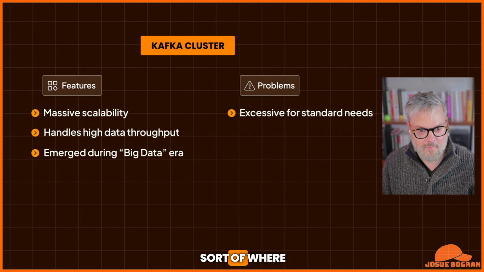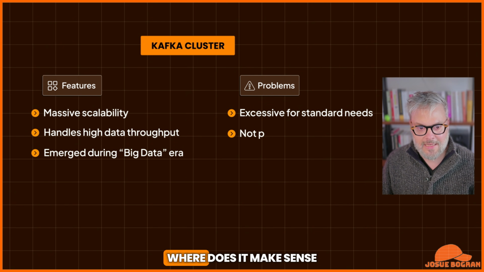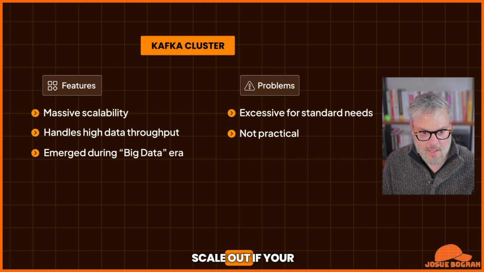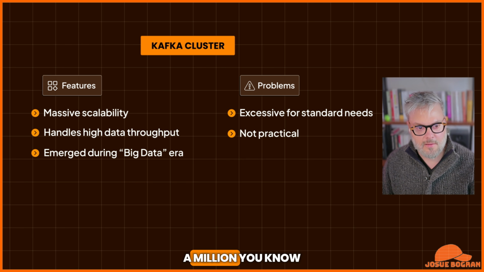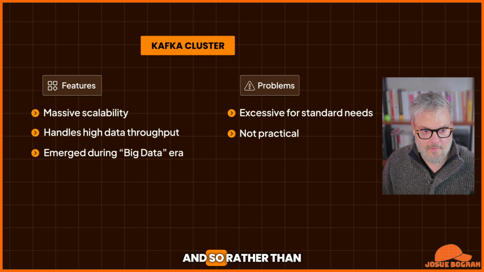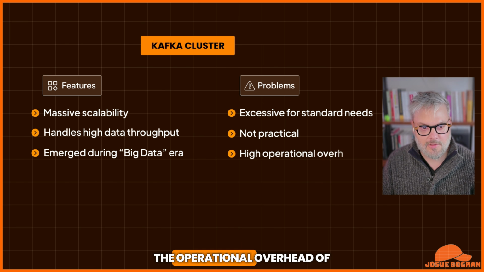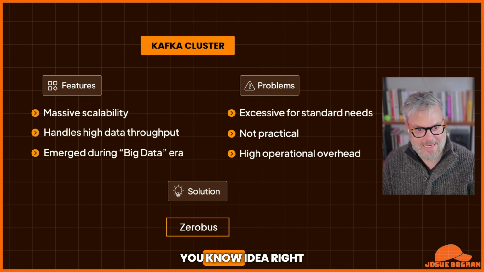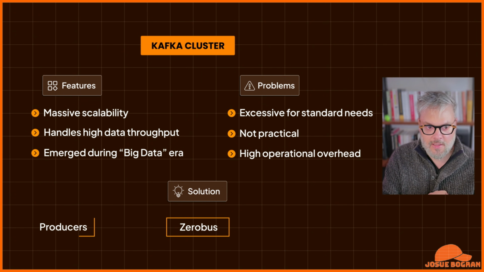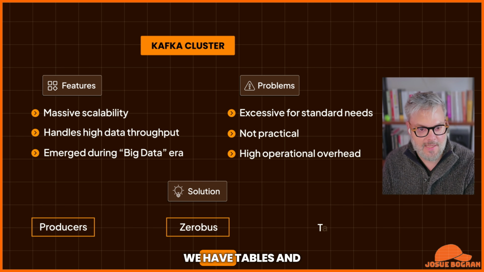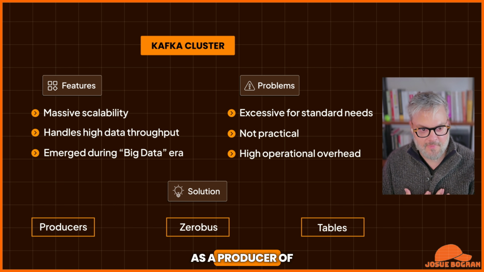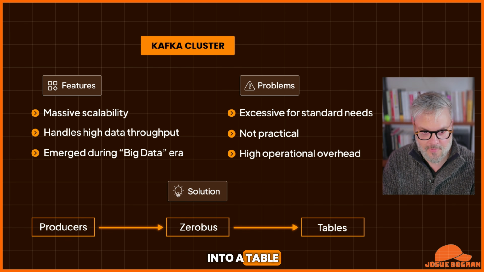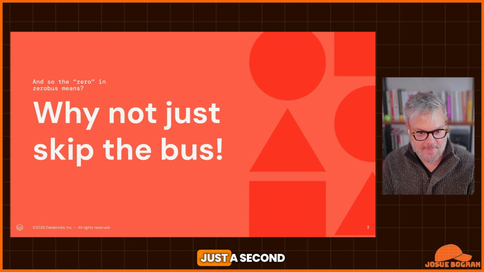So Kafka is one of those decisions: does it make sense to run a bunch of different Kafka clusters to scale out if your table might be a million new rows a day? Rather than having the operational overhead of maintaining a cluster, Zerobus came out. It's still the same idea. We still have producers. We don't necessarily have topics; we have tables. As a producer of data, I am writing, knowing that I'm going to eventually be egressing directly into a table. We'll take a look at that in just a second.